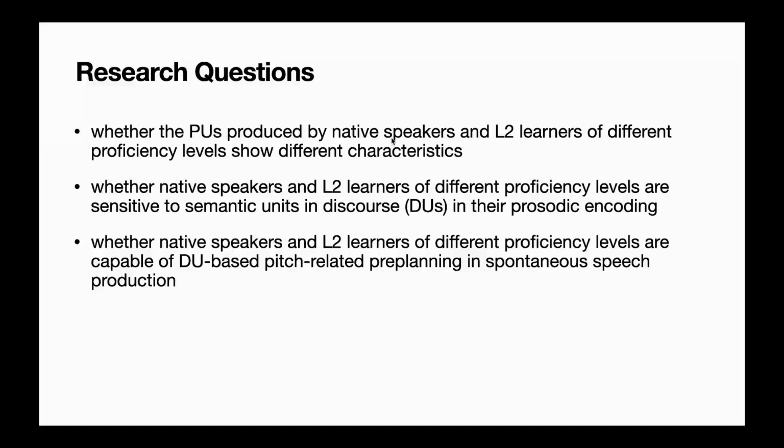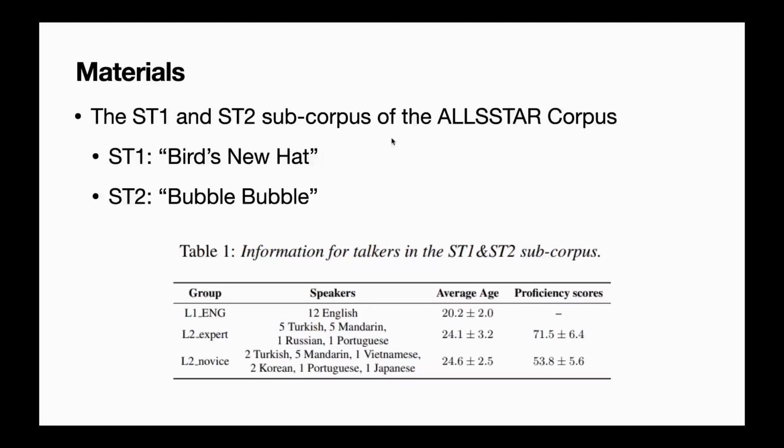First, whether the PUs produced by native speakers and L2 learners of different proficiency levels show different characteristics. Second, whether native speakers and L2 learners of different proficiency levels are sensitive to semantic units in discourse in their prosodic encoding. And third, whether native speakers and L2 learners of different proficiency levels are capable of DU-based pitch-related preplanning in spontaneous speech production. A corpus of spontaneously produced picture story narratives was used.